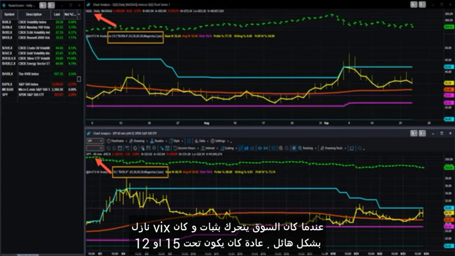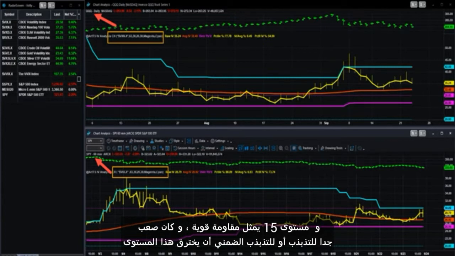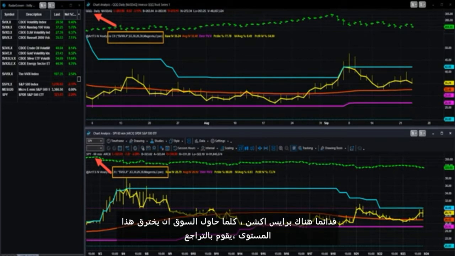It was usually under 12 or 15. In fact, 15 VIX would have been extremely strong resistance. It would have been very difficult for the market, or volatility at that time, implied volatility, to really go much above 15. Whenever volatility went up a little bit, the market had a little bit of a pullback.